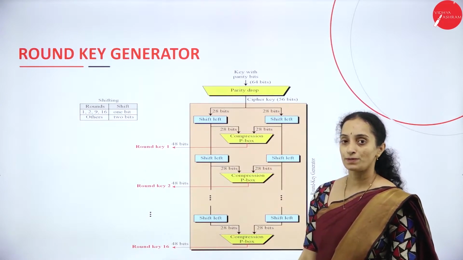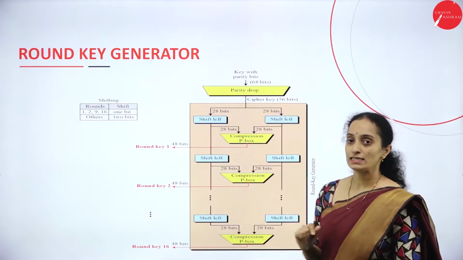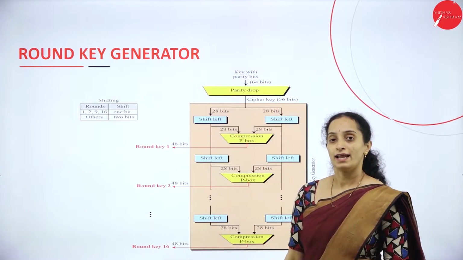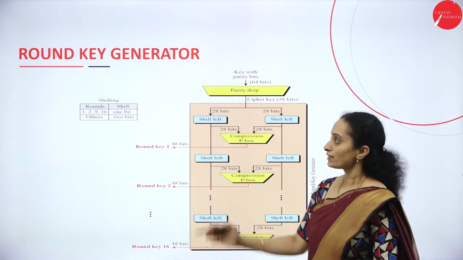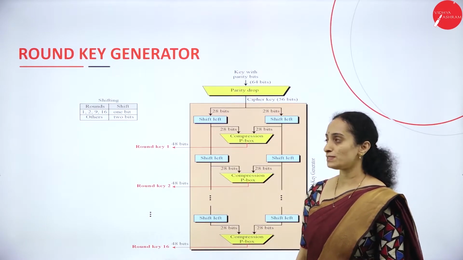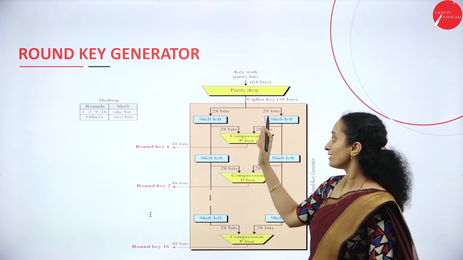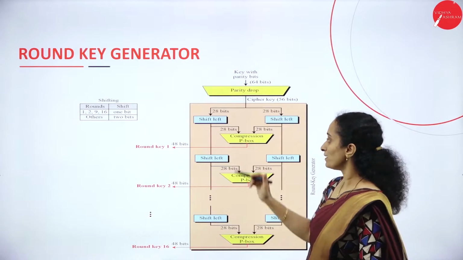for dropping the parity from 64 bits to 56 bits, in which 8 bits are for parity. That parity bit will be dropped when the key is generated. Next, the 56 bits are divided into two parts, that is 28 bits and 28 bits.